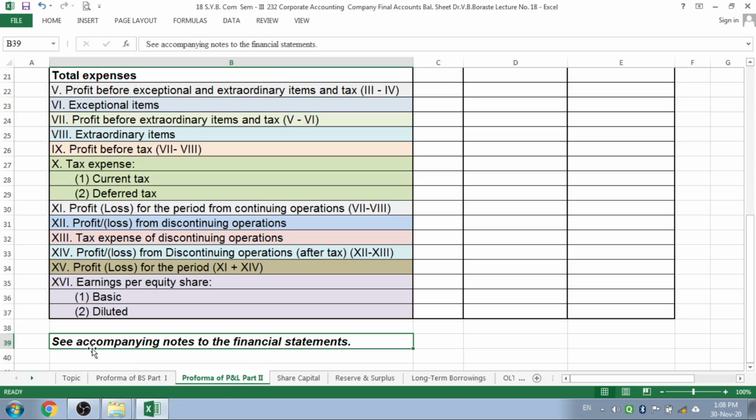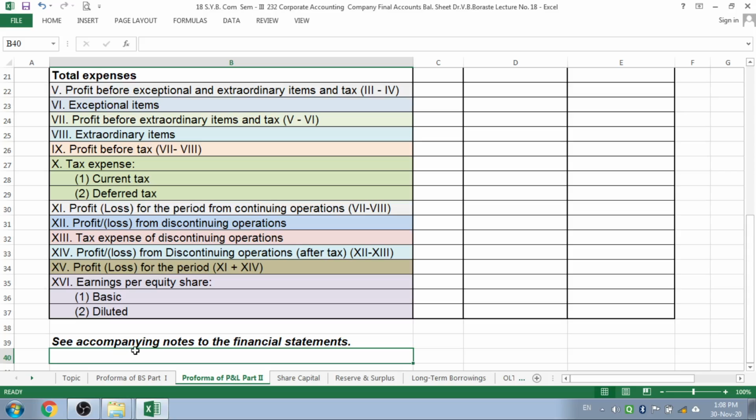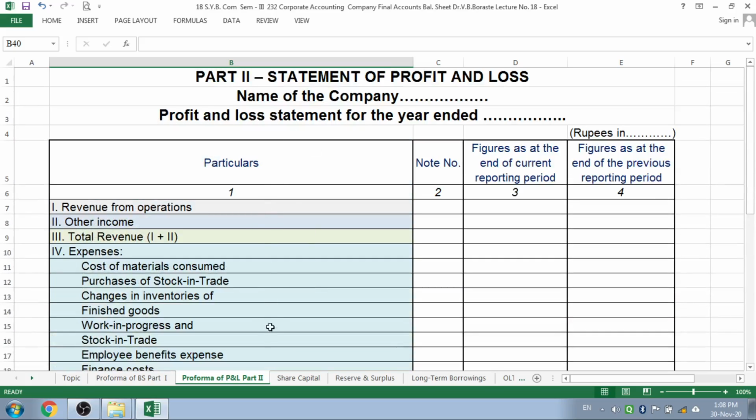Then there are certain things, that is see accompanying notes to the financial statements. As I already mentioned in the first video of company final accounts, the balance sheet as well as the profit and loss account must be supported with some financial notes or some accompanying notes, which we have to prepare, and which are the annexures for balance sheet as well as profit and loss account.